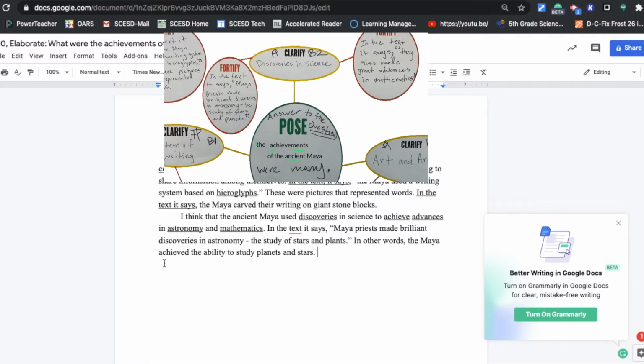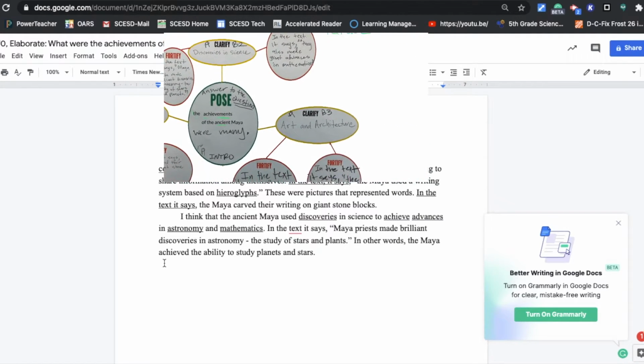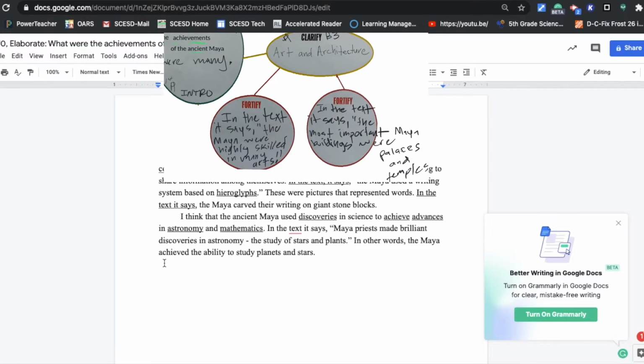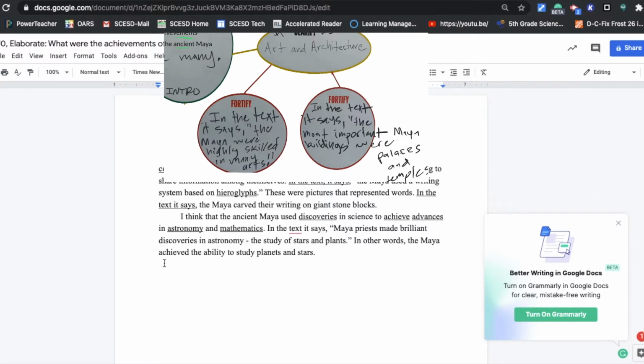from the fortification bubble here, from the clarify here, for the fortification bubble here. So we can move now over to the last paragraph. Oh my gosh, we're almost done. And we can put here, this is going to be arts and architecture. So now we're going to pull from these two fortification bubbles to fortify and support our clarification of our pose that there were many achievements, art and architecture being one of them. So we'll go ahead, and what can we say about art and architecture?